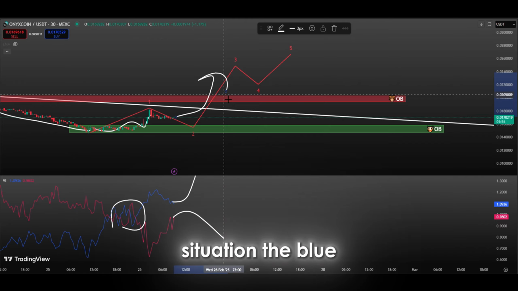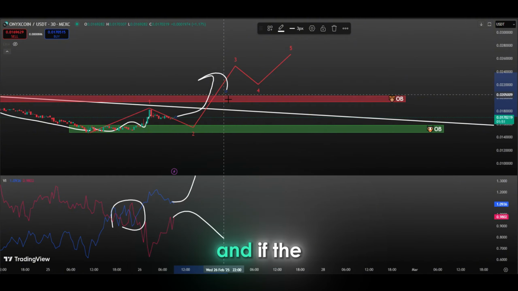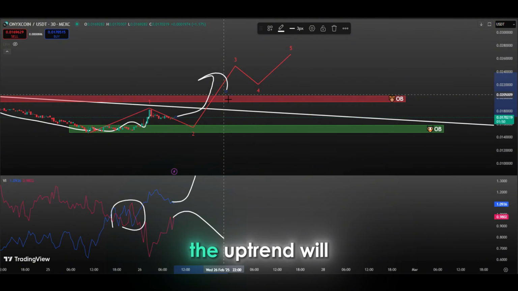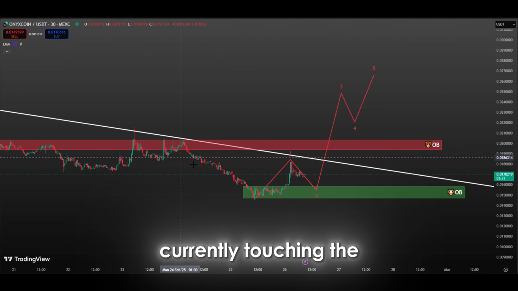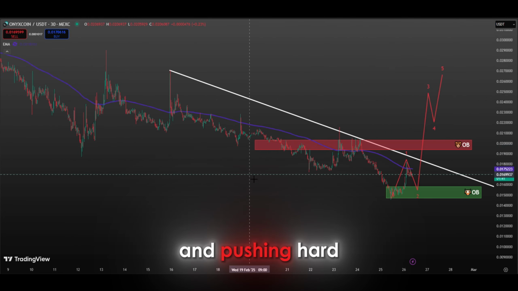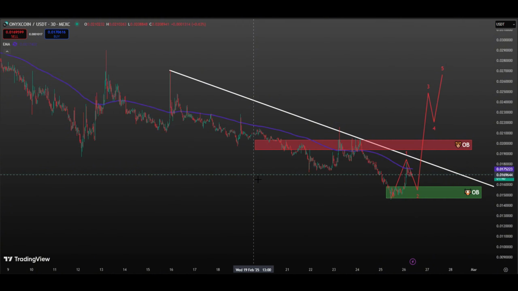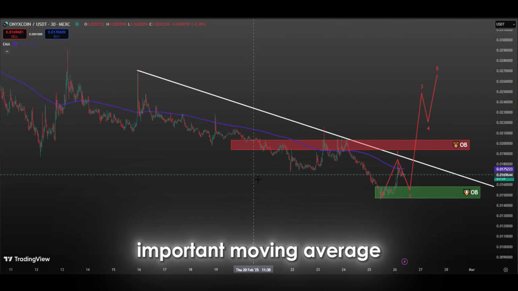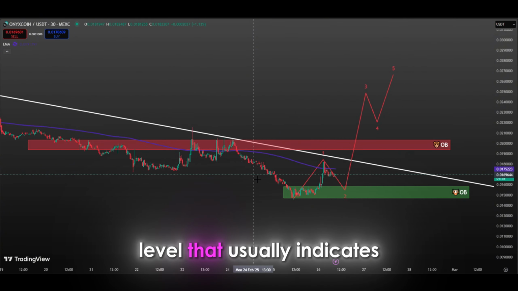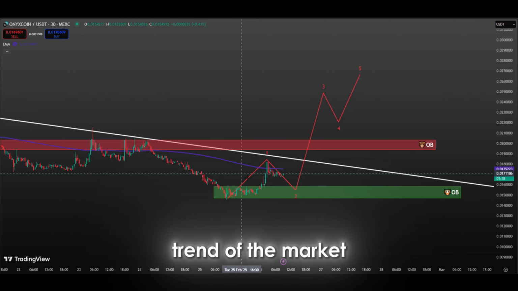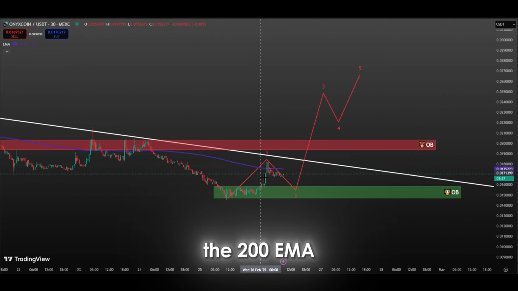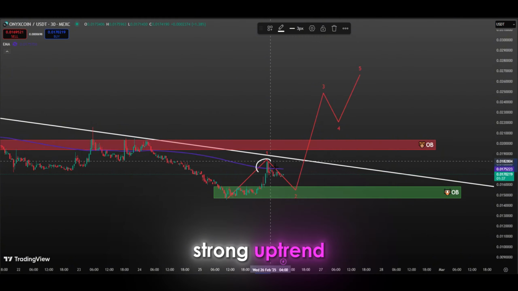In the current situation, the blue line is on top, indicating that buyers are still dominant and the uptrend is likely to continue. And if the blue line moves higher, the uptrend will accelerate further. The price is currently touching the 200 EMA and pushing hard to cross this level. The 200 EMA is considered an important moving average level that usually indicates the long-term trend of the market. A close above the 200 EMA usually signals the start of a strong uptrend.